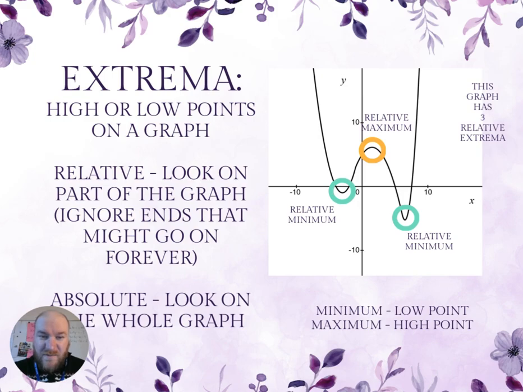If they ask for relative extrema, that means that they want you to look only in the middle of the graph pieces and not on the ends. And if they're telling you absolute extrema, that means they want you to look at the whole graph. Remember, minimum means low point and maximum means high point. In this graph example here, we have 3 total extrema. We have 2 relative minimums, because there's 2 places where the graph bottoms out. And we have 1 relative maximum, and that's where the graph tops out. And in all of these, we're ignoring the fact that the graph goes up forever, left and right.